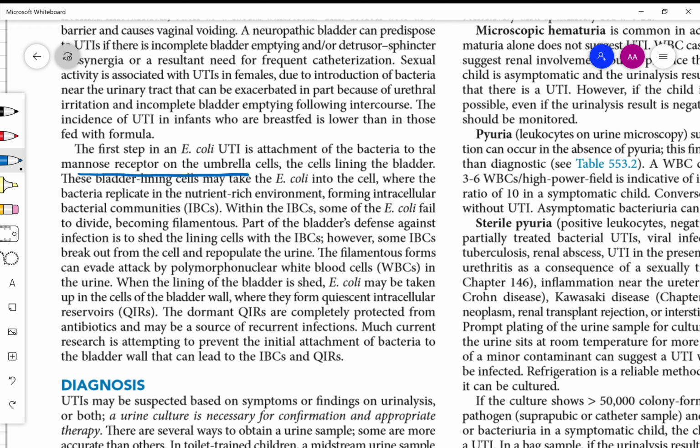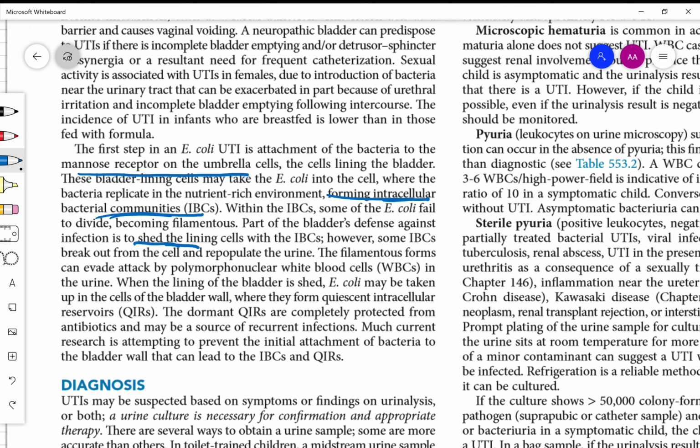What are these cells? The cells that line the bladder. So the bladder lining cells take the E. coli into the cell, and there the bacteria replicate, and they form a bacterial community which we call an intracellular bacterial community, or IBC. In IBCs, some of the E. coli change into a filamentous form, and they fail to divide. How does the bladder get rid of these IBCs? Number one, the bladder usually sheds the lining cells with the IBCs, and this is one way to get rid of the IBCs.